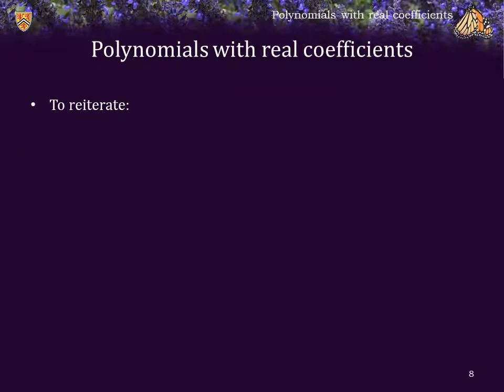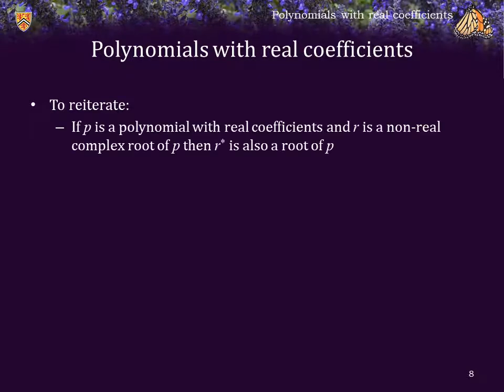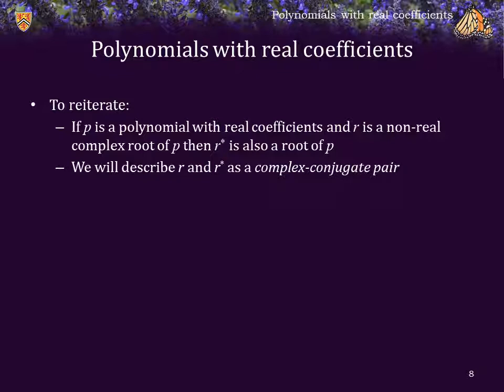Now, to reiterate, if p is a polynomial with real coefficients and r is a non-real complex root of p, then r star is also a distinct root of p. Now, we will describe r and r star together as a complex conjugate pair. This is a term we will use throughout this class and you will use throughout your undergraduate career. So, any non-real complex number together with its conjugate form a complex conjugate pair of numbers.